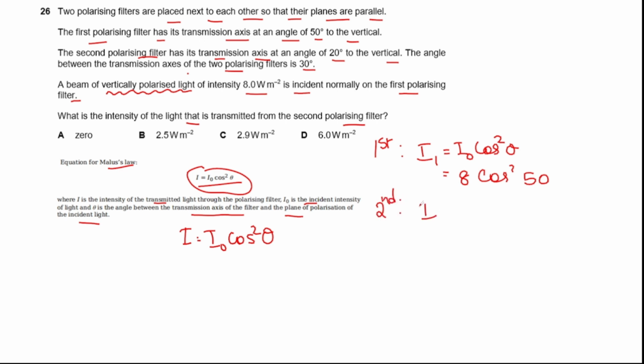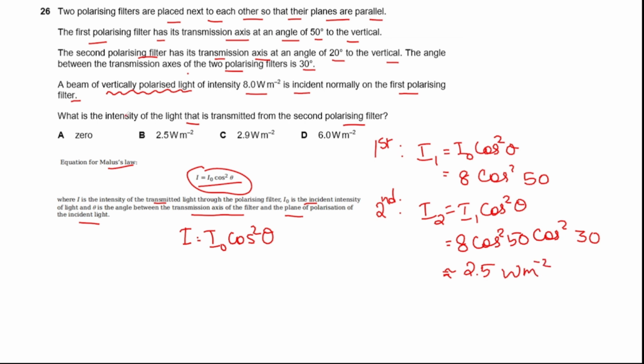For the second one, the light I1 will be incident on the second filter. So you can substitute here for the I1 as 8 cos square 50, and the cos square theta, here the theta for the second filter is 30. So after doing the calculation, you're going to get around 2.5 watt per meter square. So the correct option is option B.